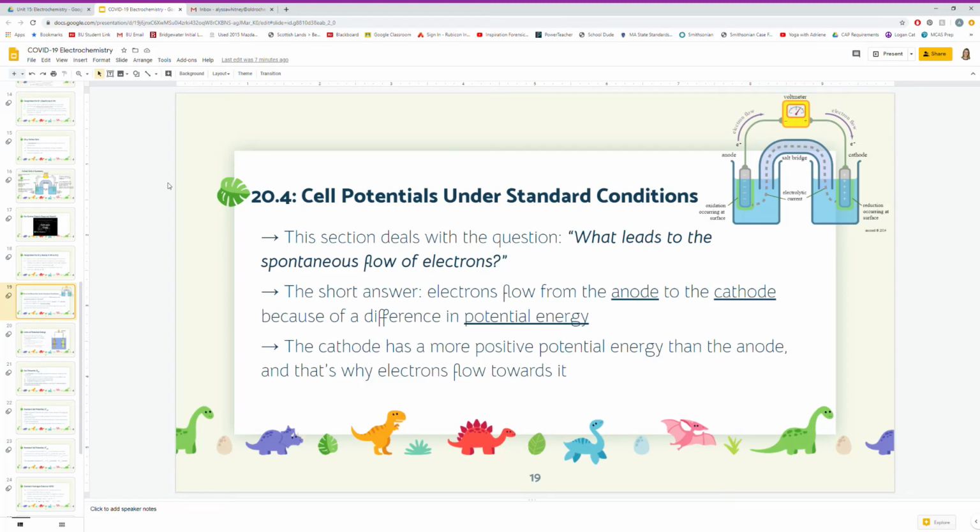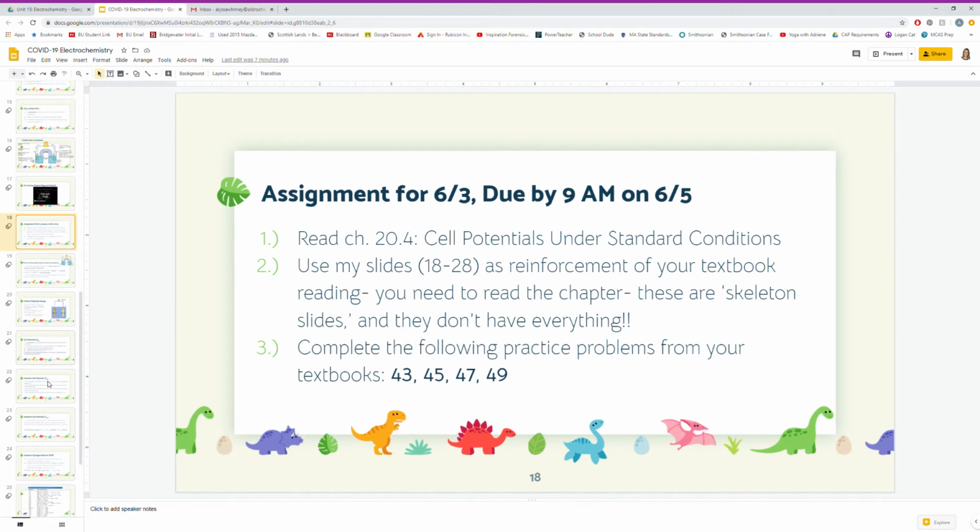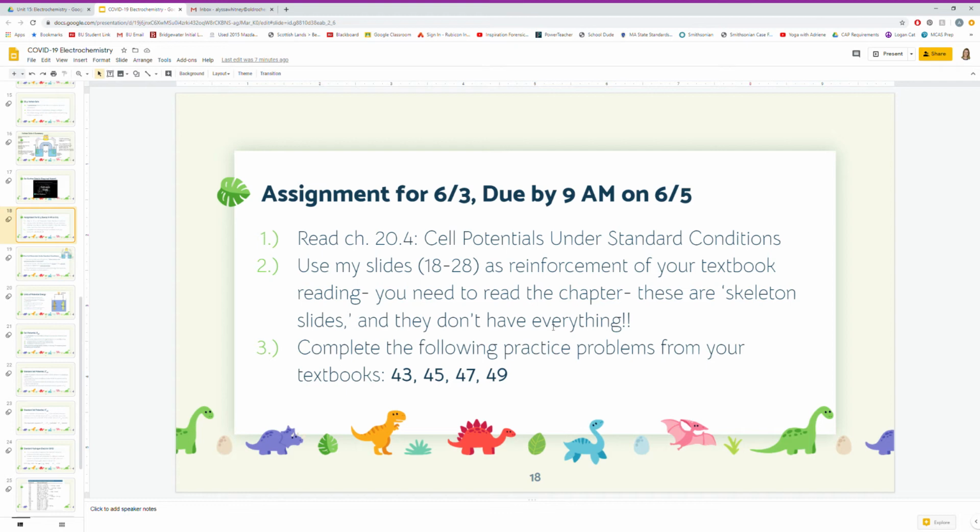All right, hello everybody. So I thought it might be helpful for me to do a screencast of section 20.4, which is on standard cell potentials and electrochemistry, because it's not super intuitive and it's kind of hard just to grasp by reading the textbook. I tried to flesh it out in my slides, but I figured the best thing would be for me to talk over what I was thinking about, just to make sure that you're grasping the material.